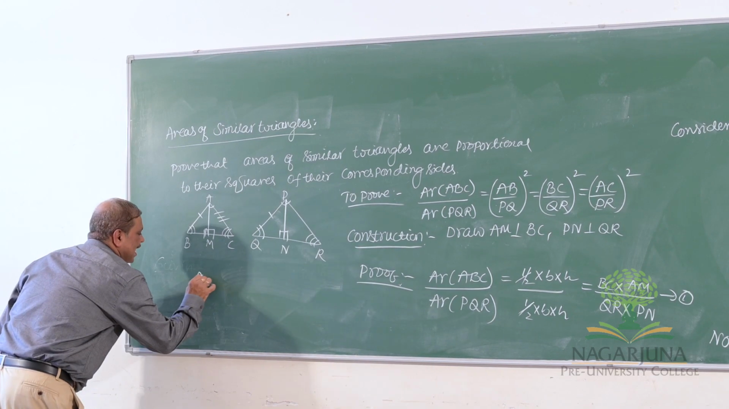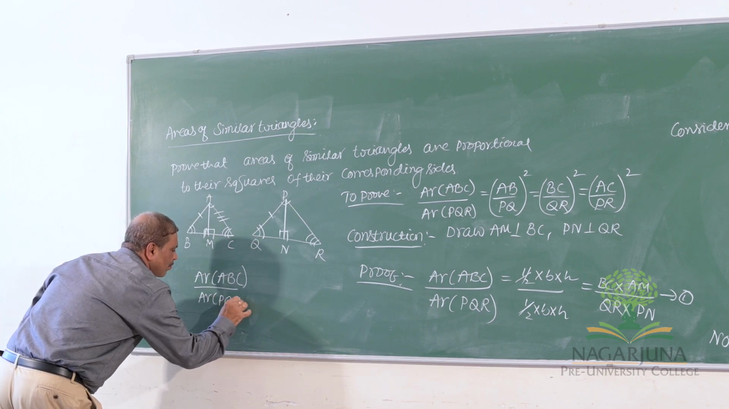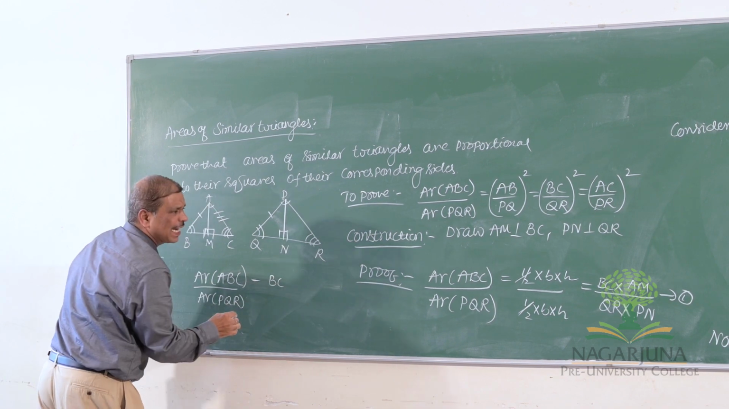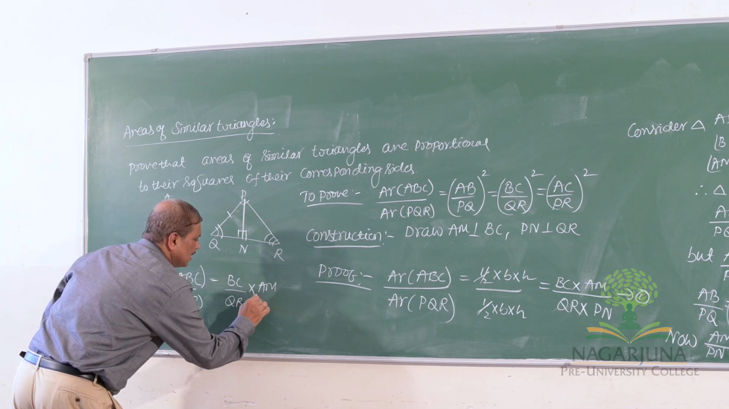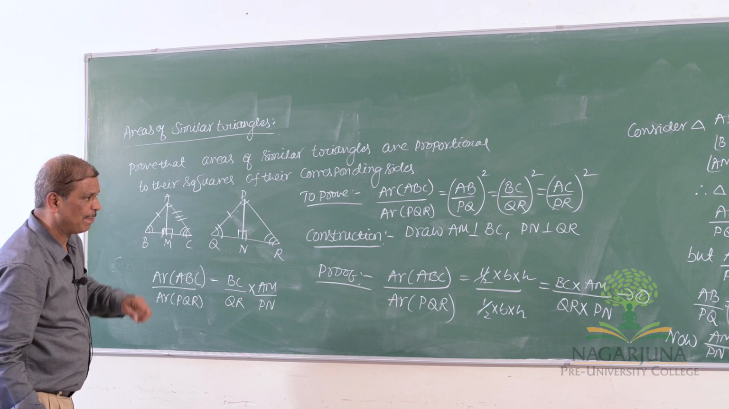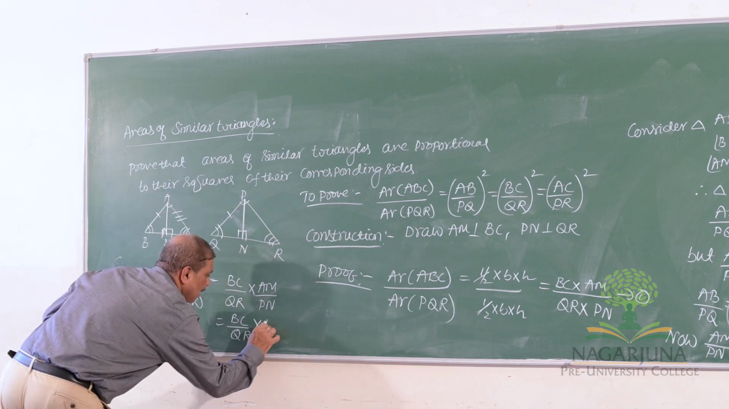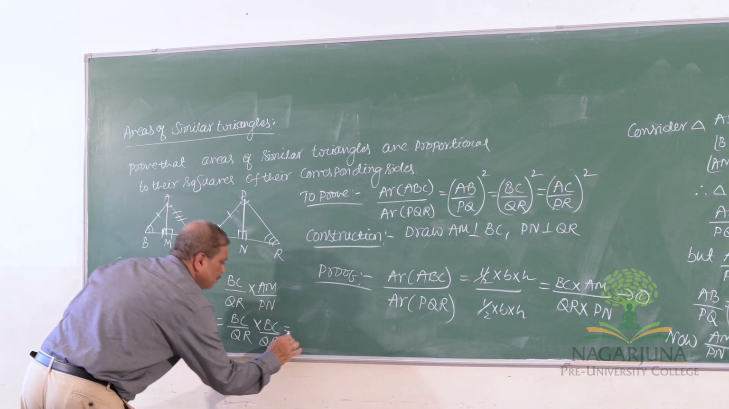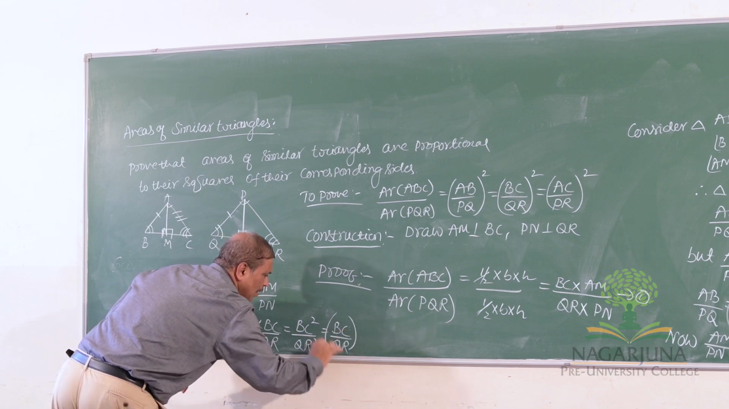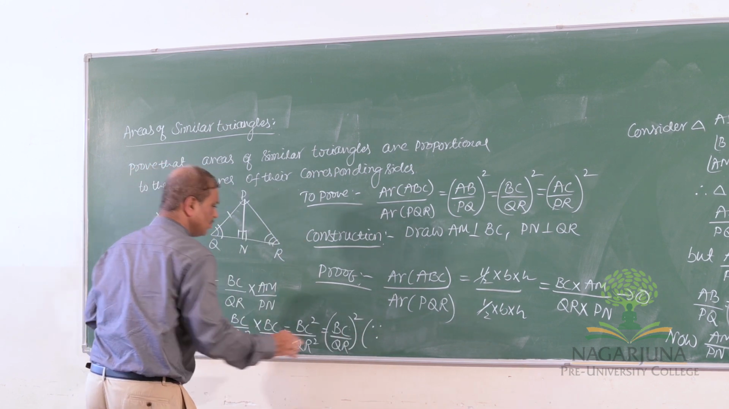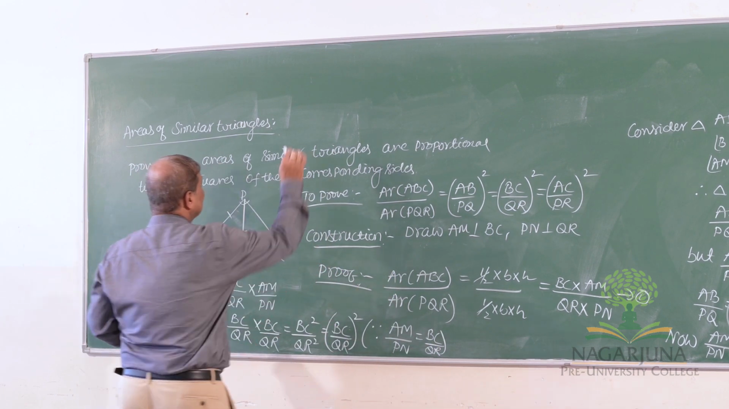Now, area ABC by area PQR equals BC by QR into AM by PN. Then in place of AM by PN, substitute BC by QR. BC by QR into BC by QR, that is BC squared by QR squared, or BC by QR whole squared, because AM by PN equals BC by QR. See, similarly we can prove that.